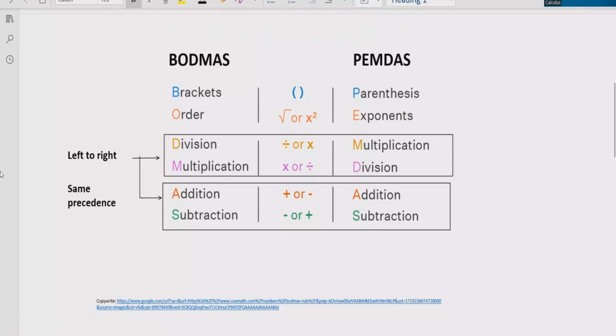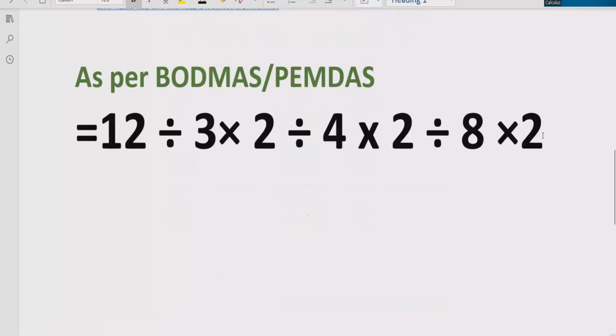Now move forward to solve the given expression. First we have to apply BODMAS or PEMDAS. So according to the rule, we have to solve the bracket or parenthesis. But in our expression, we do not have any number which has a bracket, so we can skip this step. Now move forward to step number 2, order of operation and exponent form. We do not have any number which has a power, so we can skip this step as well.